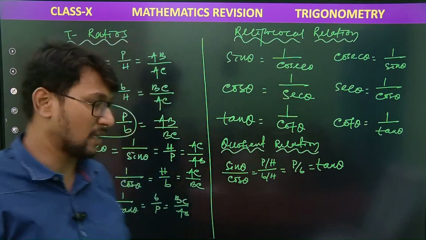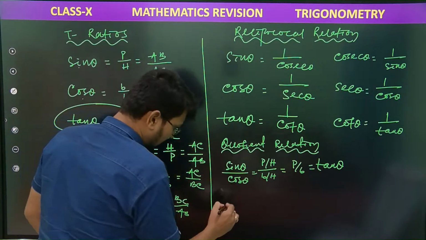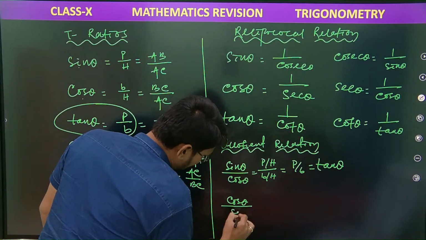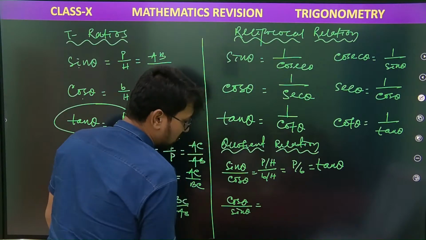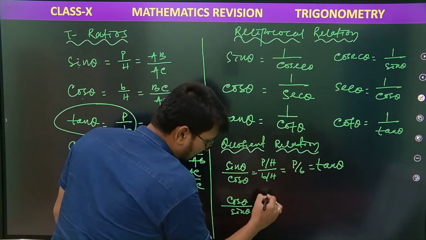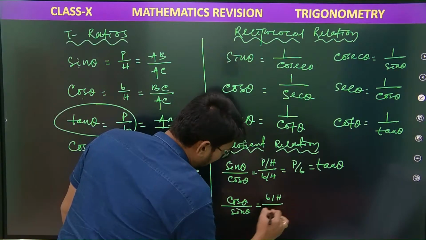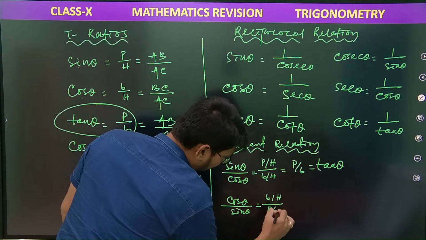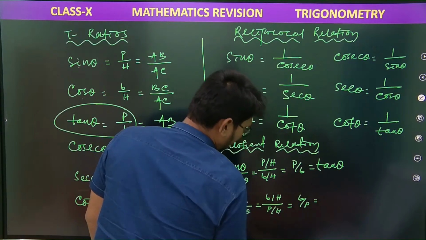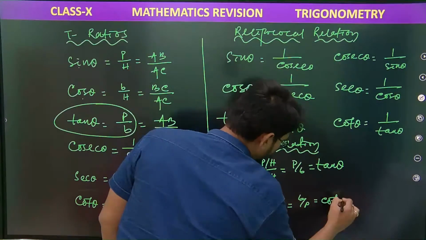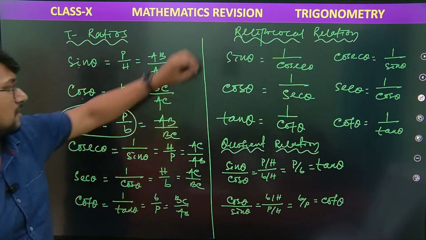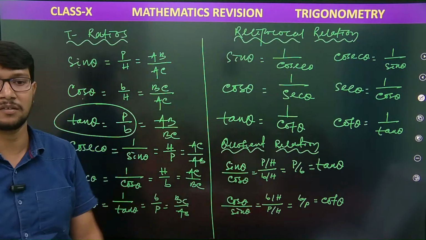Is that clear, everyone? Then next is cos theta by sine theta. Cos theta by sine theta is how much? Similarly, b by h divided by p by h, which will be b by p, which will be cot theta. Is that clear? Done. These are T ratios, reciprocal relation, quotient relation.